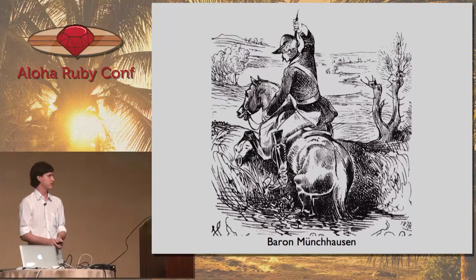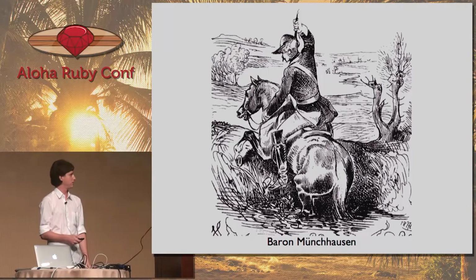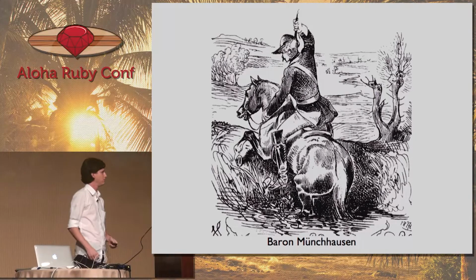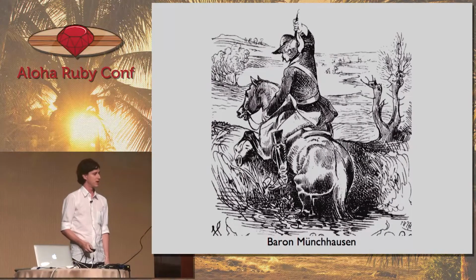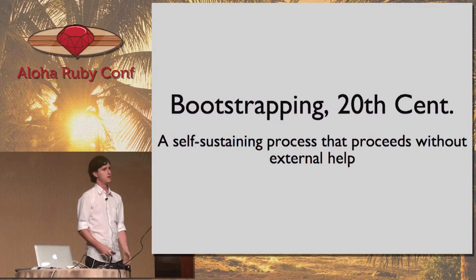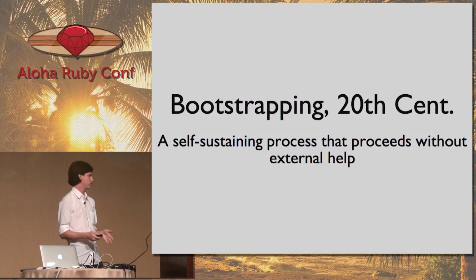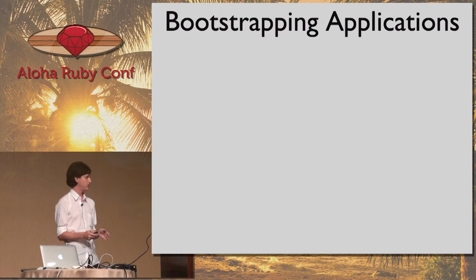Early literary references, Baron Munchausen, who was an adventurer running around, and his horse got stuck in the mud, him on his horse, and he was able to save themselves by lifting himself up and his horse up by his ponytail. So I suppose that's ponytailing, not bootstrapping, but same concept. And at some point, the meaning shifted a little bit in the 20th century, and it actually became a positive term, which is how we know it now. So now it refers to a self-sustaining process that can proceed without external help.